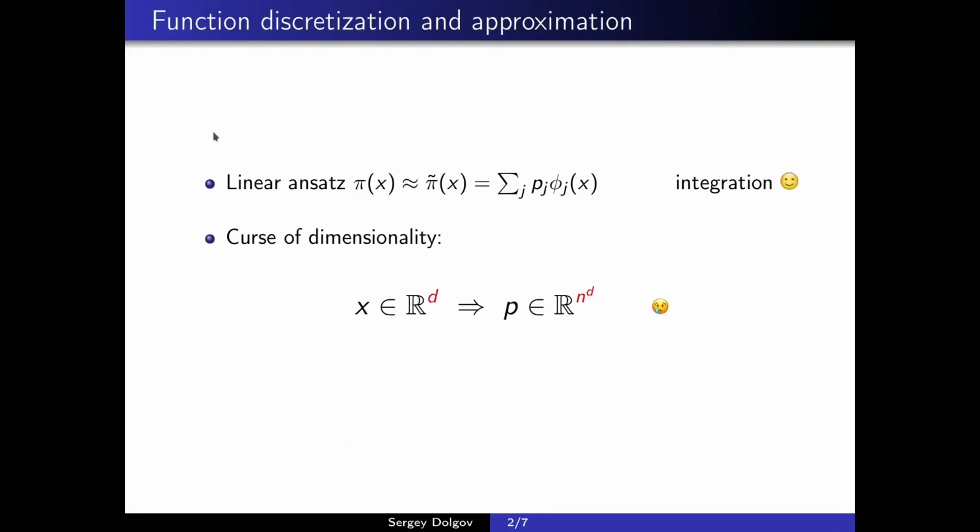So one thing, but perhaps too simplistic a way of looking at this: if you just discretize the function as we all used to, so if you just expand the function in some linear ansatz with coefficients p, the integral is easy, of course. We just integrate these basis functions, and they're usually easy enough to do explicitly. But this is the most iconic place where you get the curse of dimensionality, because if our vector x, the vector of random variables, for example, is d-dimensional, then the vector of coefficients would be n to the d-dimensional. And of course, you can't really cope with that for realistic d.